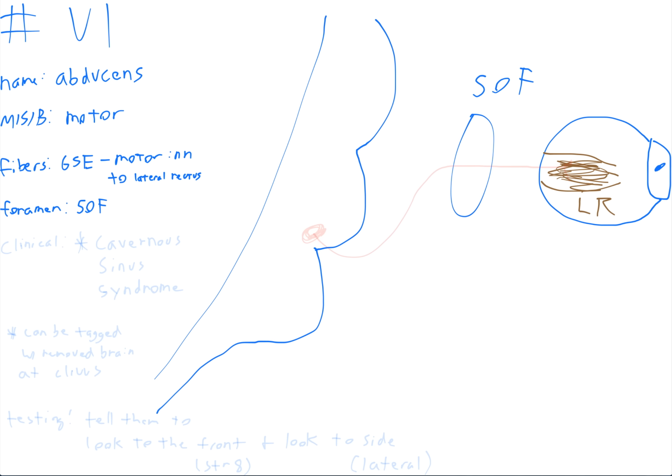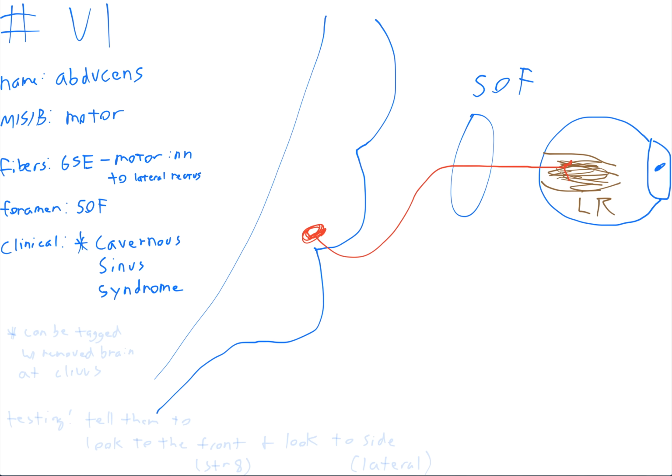Clinically, we are going to wait and talk about the clinical thing when we get to the 5th cranial nerve, and you'll understand why. But I want you to put a star and write this: cavernous sinus syndrome. We'll talk about it after the break. But cavernous sinus syndrome most commonly affects cranial nerve 6. We'll talk about exactly what that is in just a little bit.